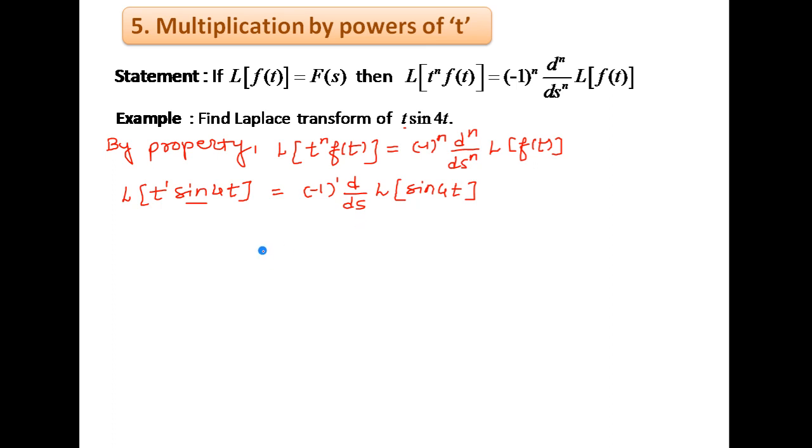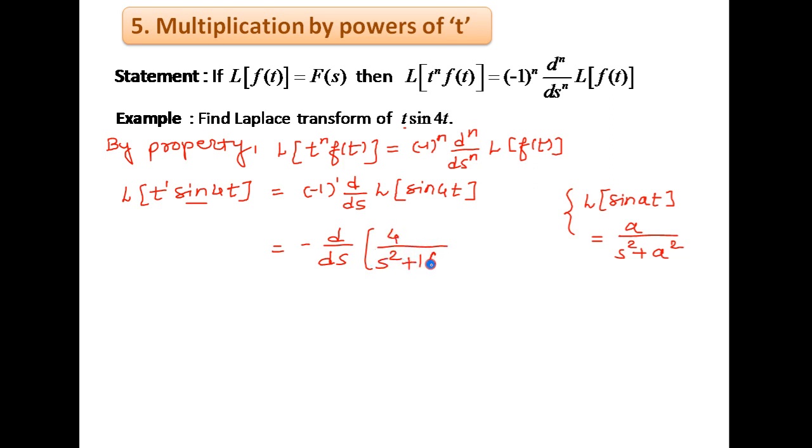And we know the Laplace of sin 4t by the standard result. What is the standard result? Laplace of sin at is a upon s square plus a square. So according to this, Laplace of sin 4t is 4 upon s square plus 16. And now taking the derivative, minus 4 is a constant term, we can keep outside, d upon ds.